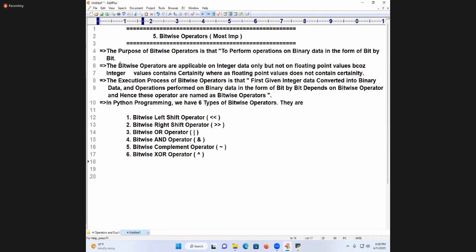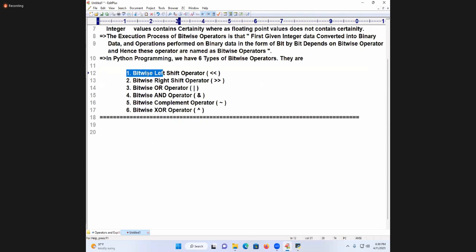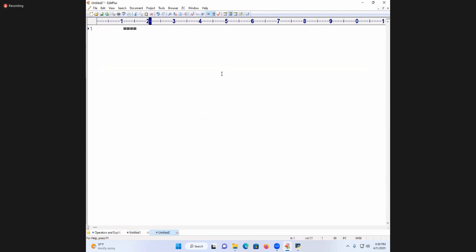These are called what? In Python programming, we have 6 types of bitwise operators: bitwise left shift operator, bitwise right shift operator, bitwise OR operator, bitwise AND operator, bitwise complement operator, bitwise XOR operator. Now I am going to discuss each of these operators in detail. Shall we start? Now I am going to talk about the bitwise left shift operator. I will explain each separately, students, not in one line only like earlier, because I give more preference to this first.